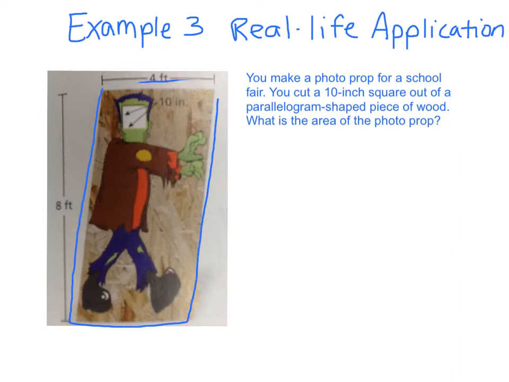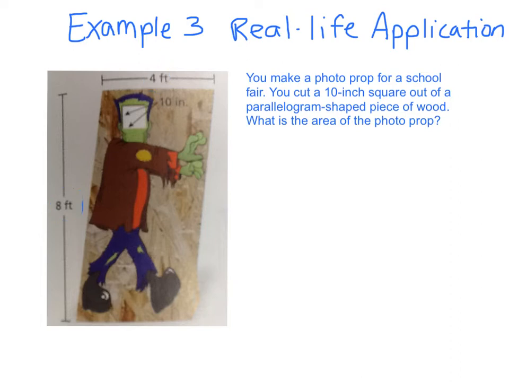I'm going to erase it now. So that's what they're talking about. We've learned that the area of a parallelogram is base times height. Well, we know our height is 8 feet. We know our base is 4 feet. That's easy, we could just say 8 times 4, so our answer is 32 feet. Not necessarily, because there's a part of it that's cut out.